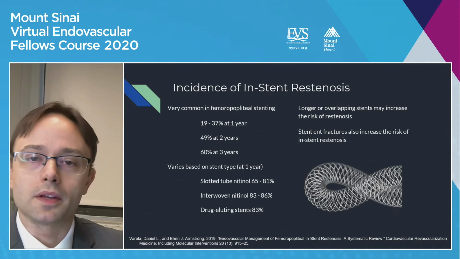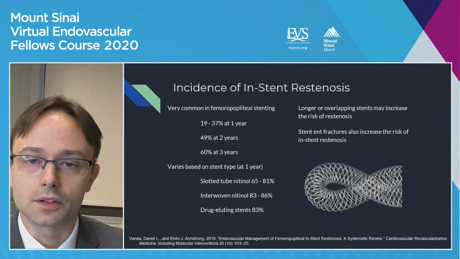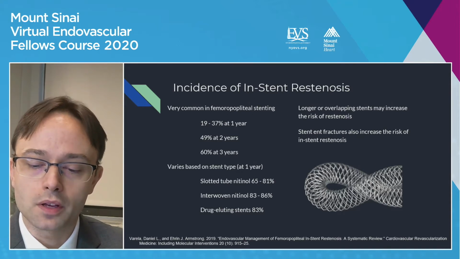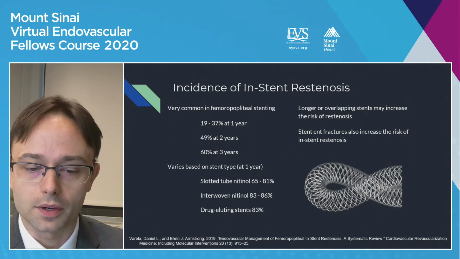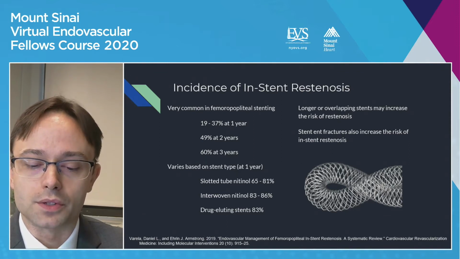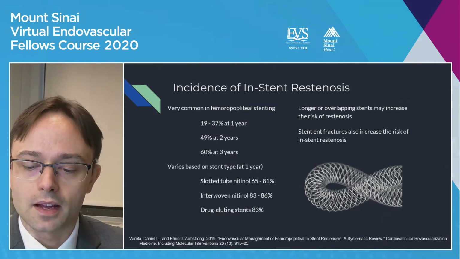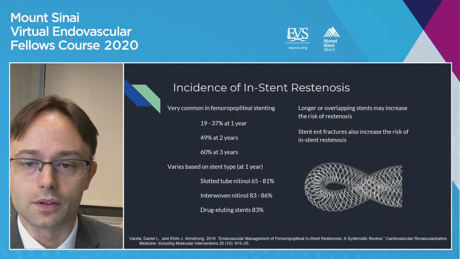So the scope of the problem is actually quite broad, with upwards of 20 to 40% of stents occluded within the first year of placement. This incidence should be improving with the advent of interwoven nitinol stents like the Supera pictured here, and with drug-eluting stents. Longer stents, overlapping stents, and stent fractures have all been associated with increased risk of in-stent restenosis as well.